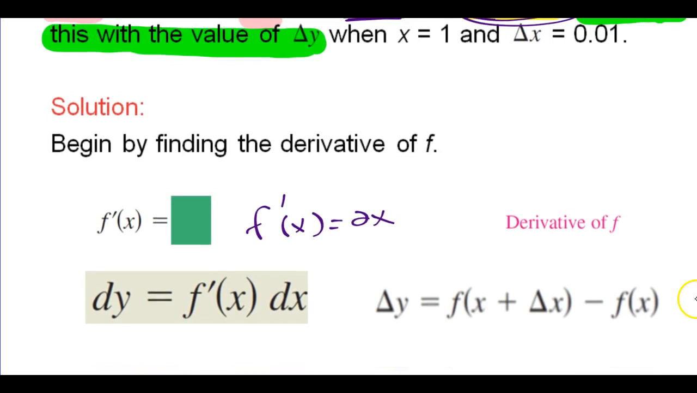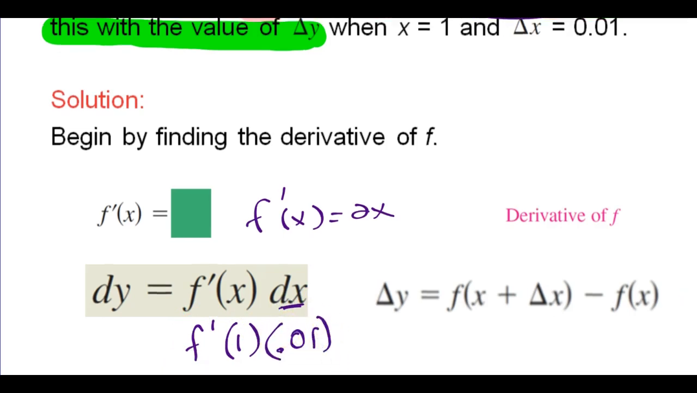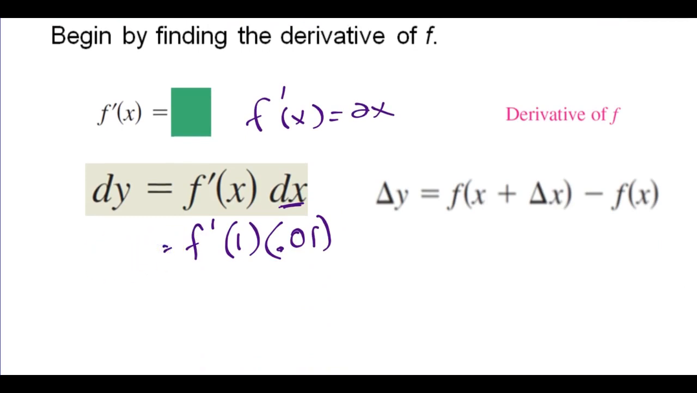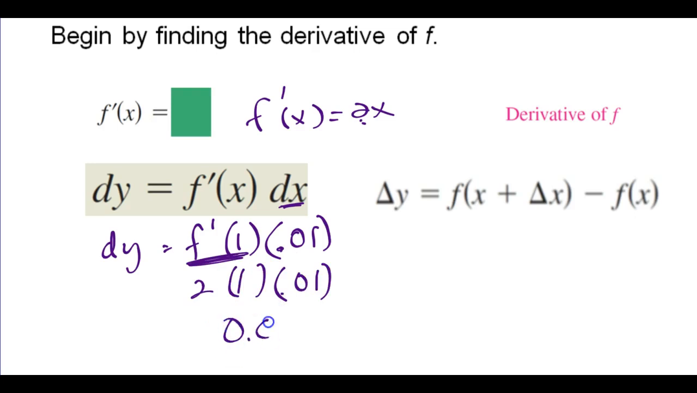So let's do that. f prime of 1, and then delta x is 0.01. Finding dy, this says go to the f function, which is right up here, and so this is going to be 2 times 1 times 0.01, which turns out to be 0.02. So I found my dy.